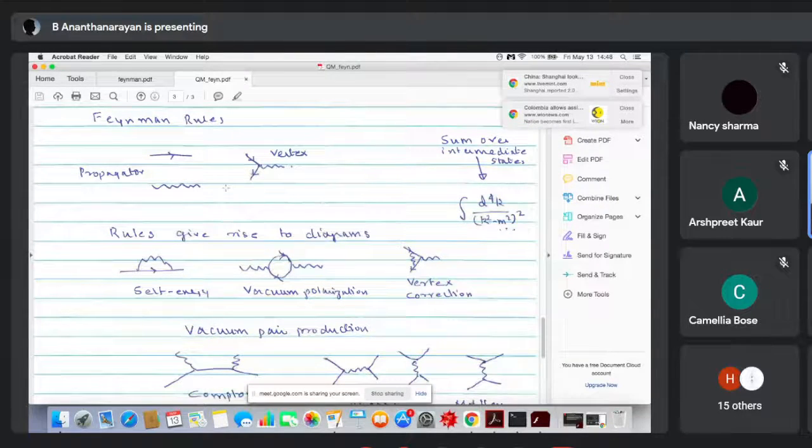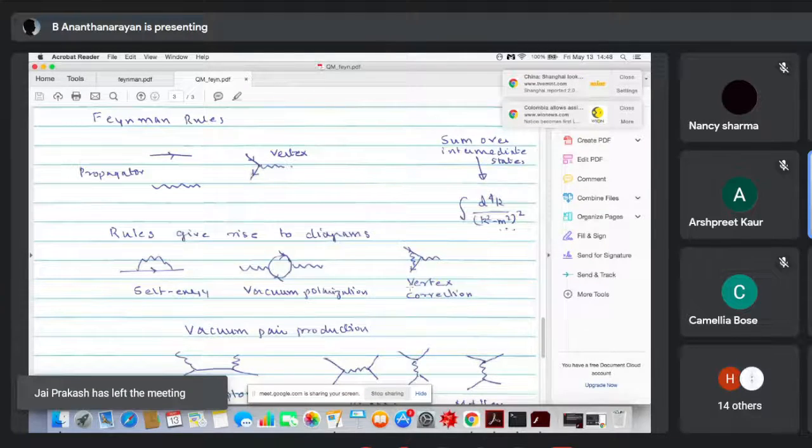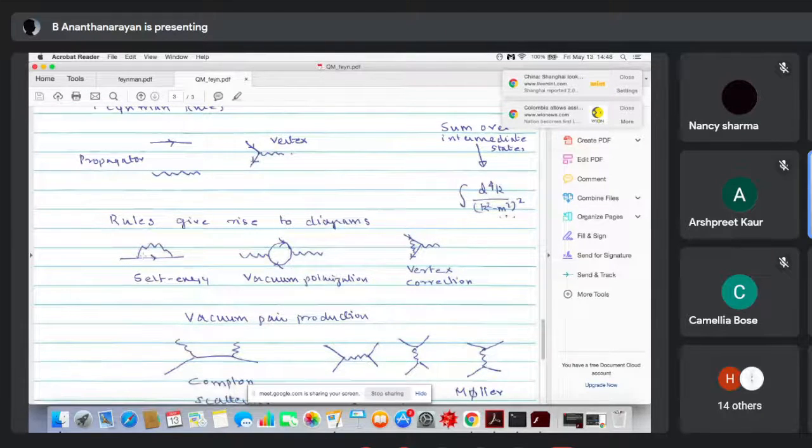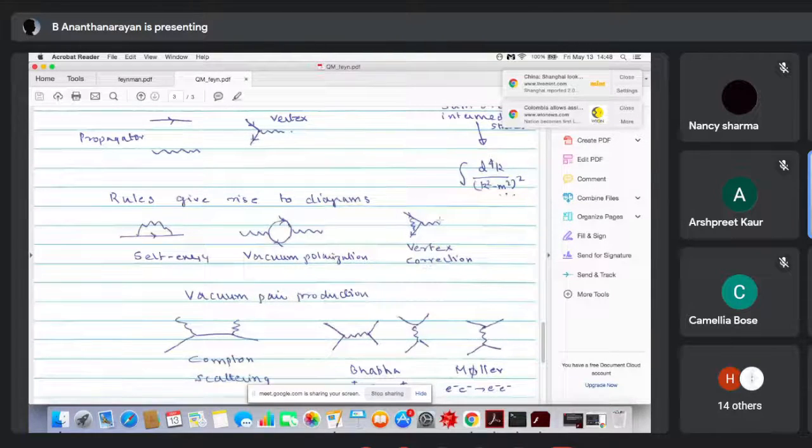So Feynman showed that at this order, there are only three types of basic diagrams that you need to evaluate. One is called a self-energy, where the electron that comes emits a photon that is reabsorbed, or a photon comes, produces an E plus E minus pair, and then again becomes a photon. And then you have what is called a vertex correction. And Feynman gives very precise rules for assigning mathematical values to each of these diagrams.